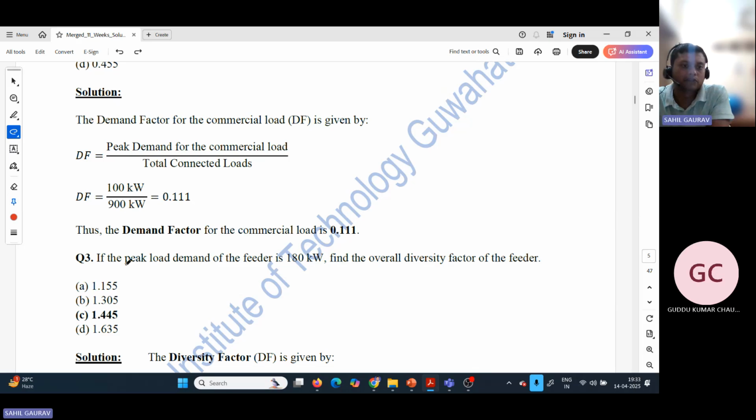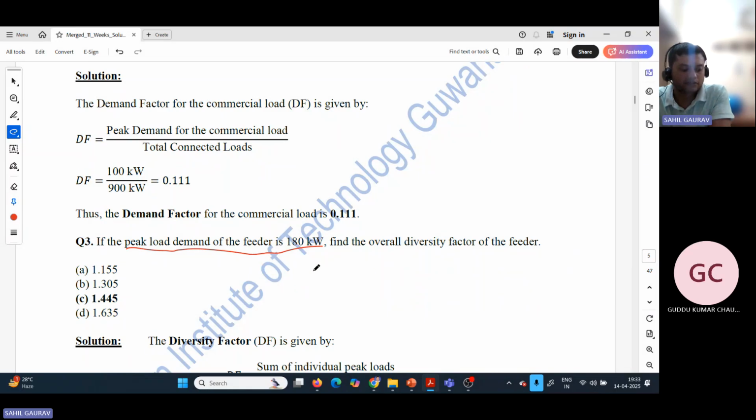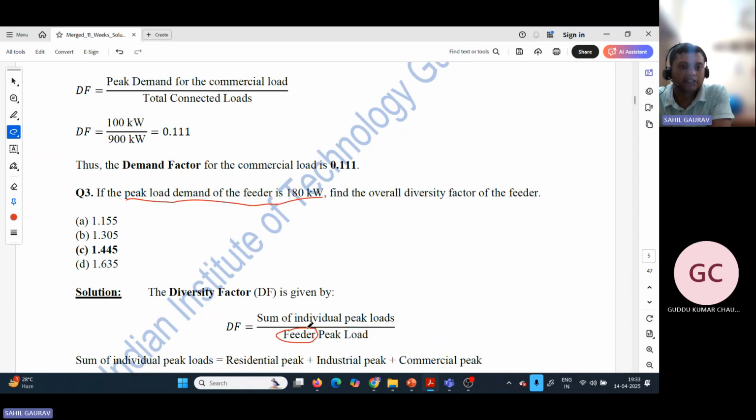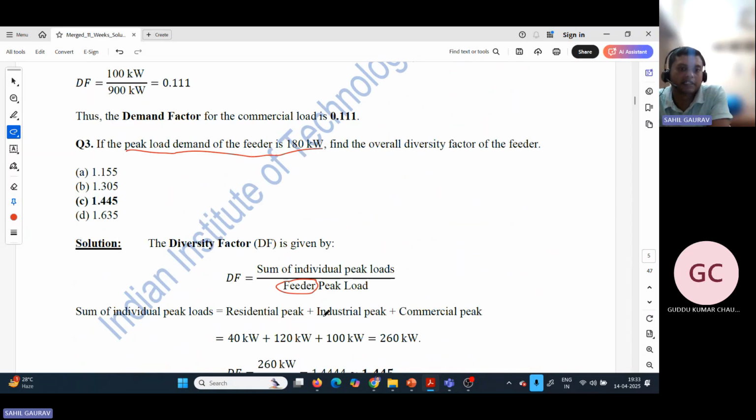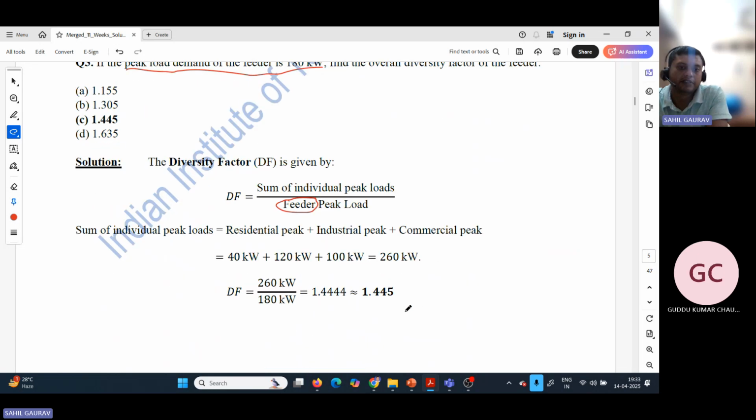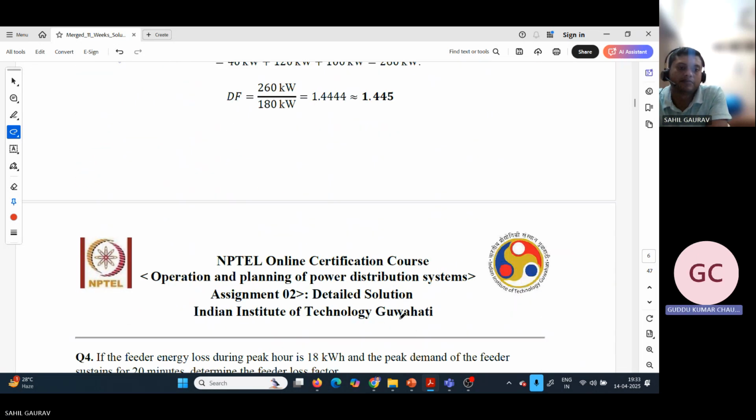So see here, they provided that the peak demand of the feeder is 180 kilowatt. If you see, the individual peak demands for residential, industrial and commercial are different: 40 kilowatt, 120 kilowatt, 100 kilowatt, while the peak demand for the radial feeder is given as 180 kilowatt. So that is the difference. Did you get this point? Okay, sir.